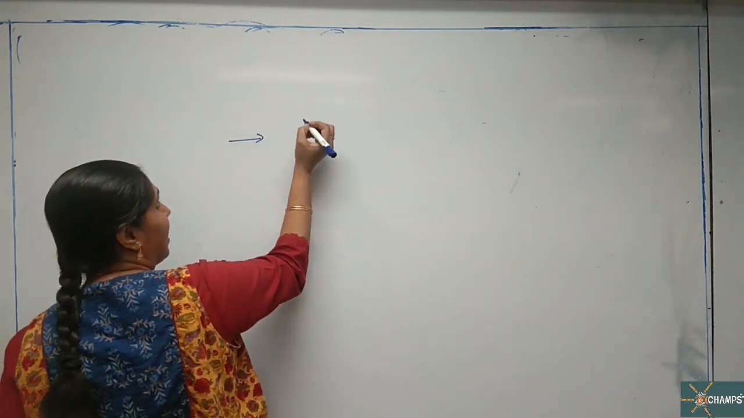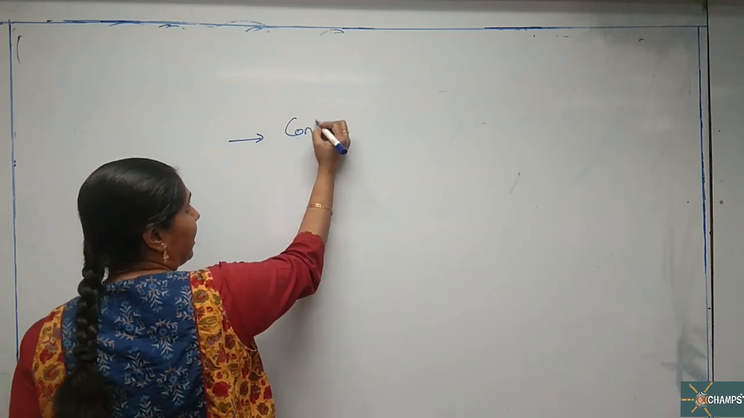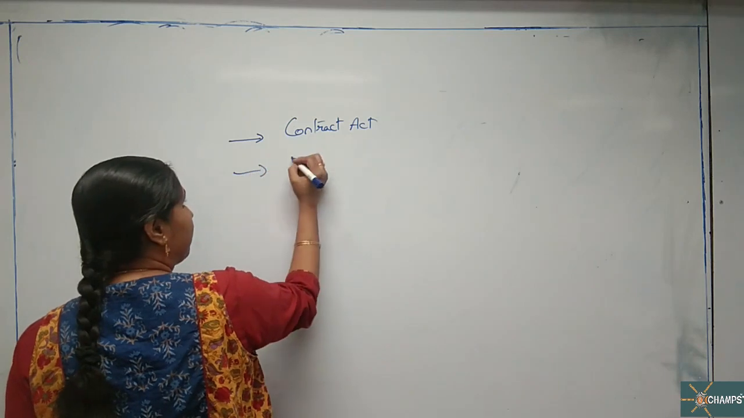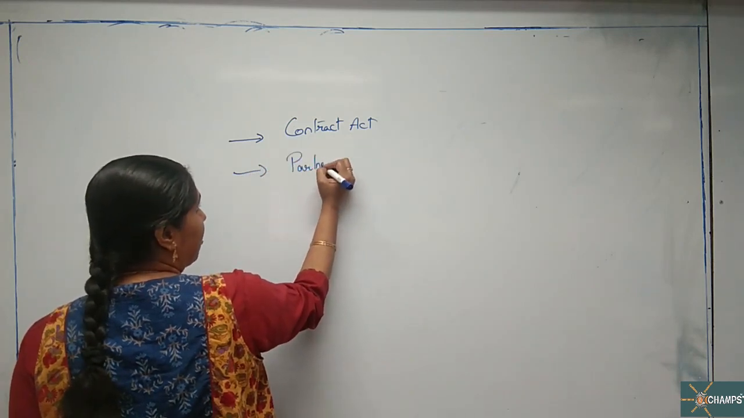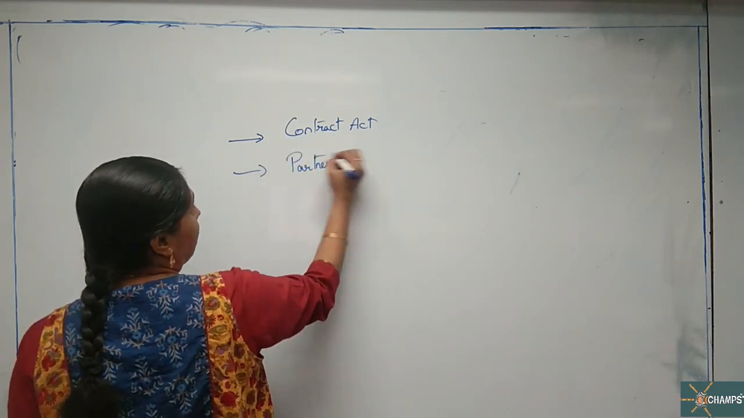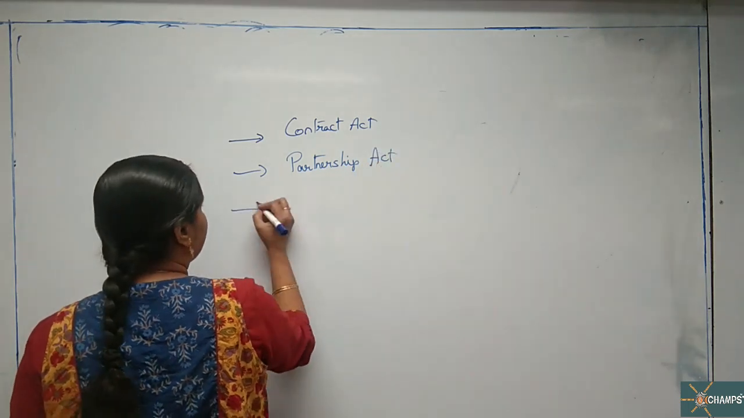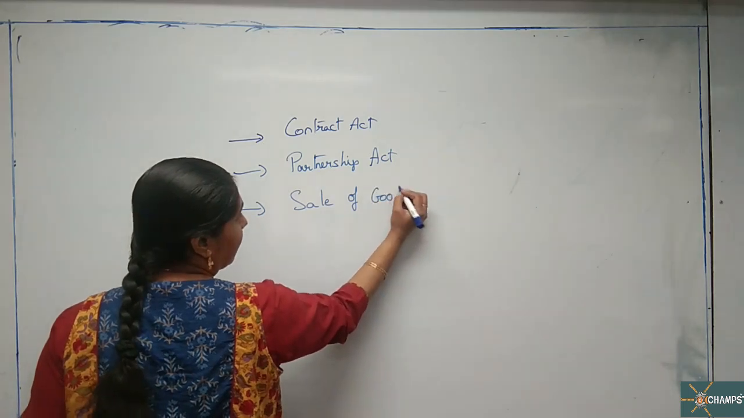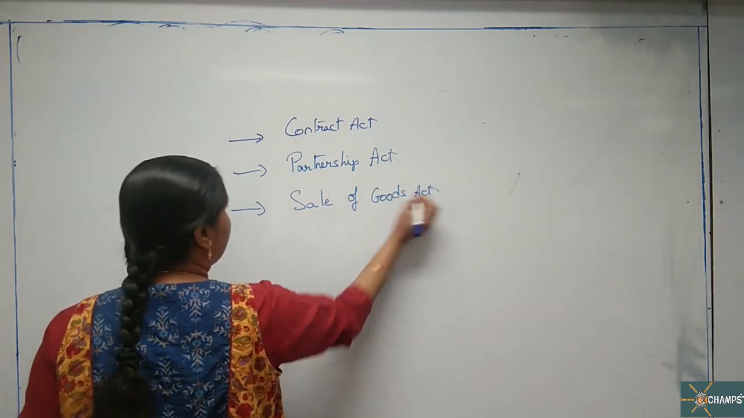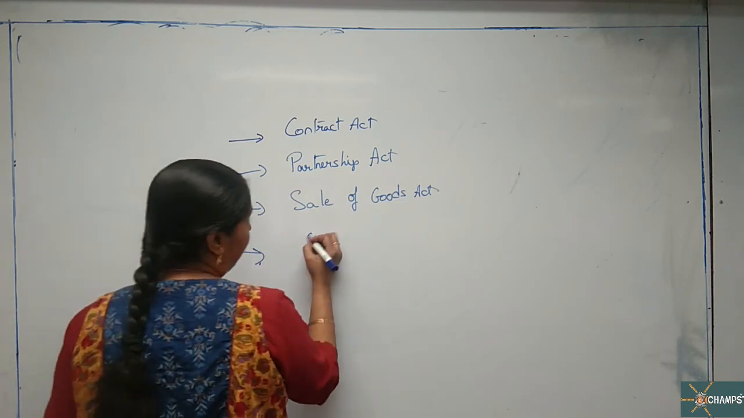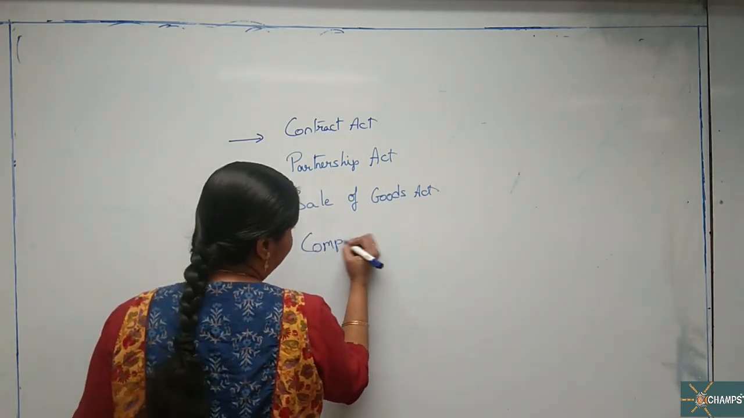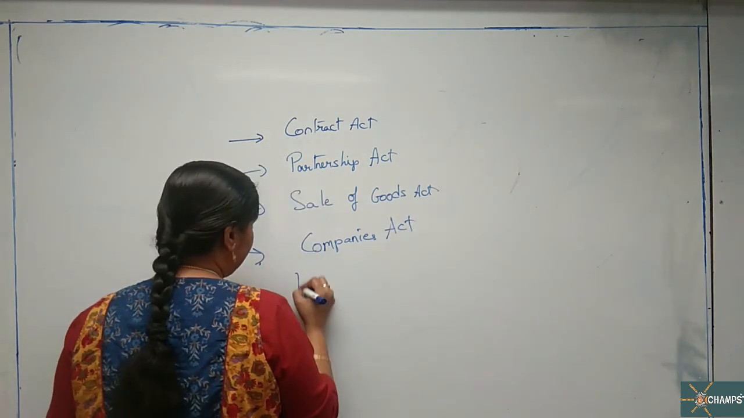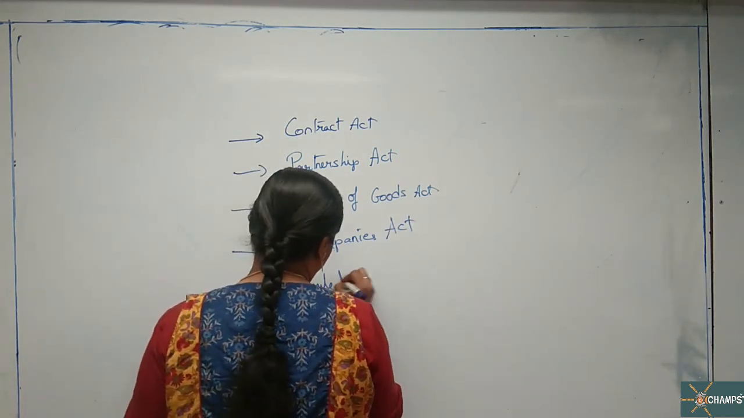So now what are the various laws which you're going to study in CA Foundation? First and foremost, you'll be studying the Contract Act, Partnership Act, Sale of Goods Act, then you have the Companies Act. Before that, you have another act called LLP, that is the Limited Liability Partnership Act.